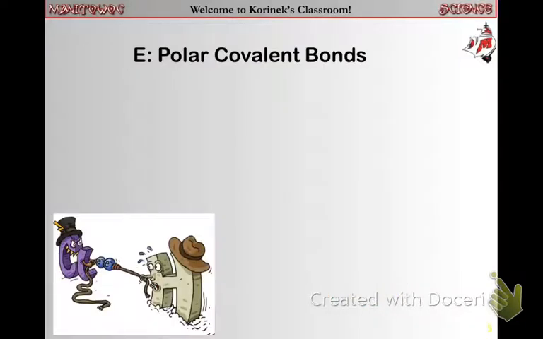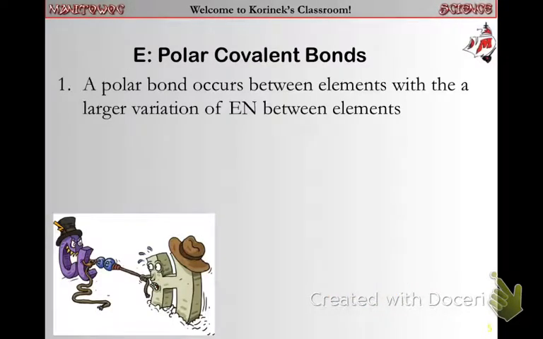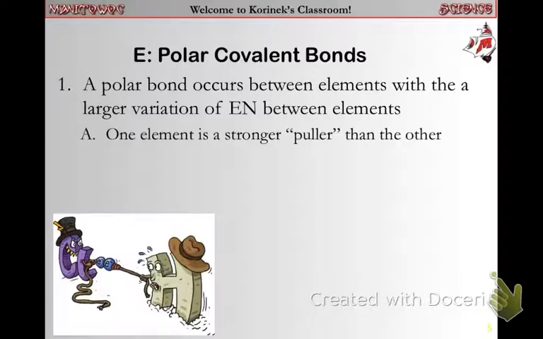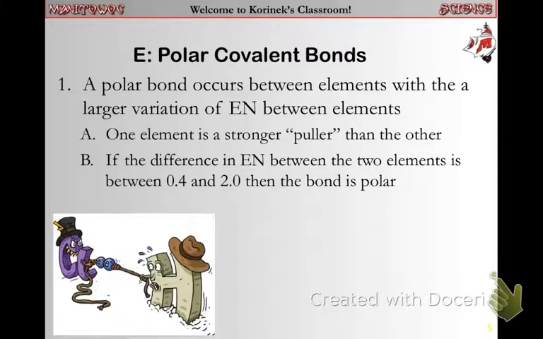All right, so what's a polar bond then? Well, a polar bond occurs between elements with a larger variation of electronegativity between them. So in this case, one element is just a stronger puller than the other, and my cartoon is showing chlorine as being this devious element which is pulling the electrons, and you can notice the electrons are a lot closer to chlorine than they are to hydrogen. Poor hydrogen sweating over there.